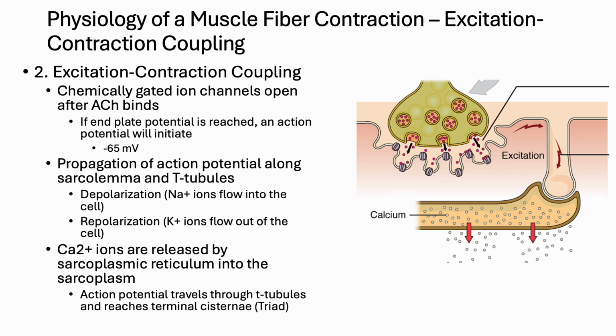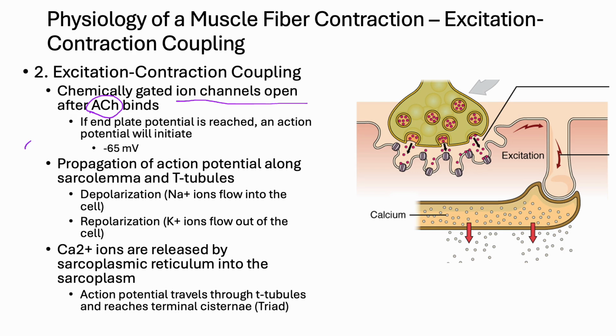Now, the second stage of a muscle contraction is called excitation-contraction coupling. Essentially, how does the excitation of the muscle cell actually cause contraction? And contraction is the shortening of the actual sarcomere. So how does this work? Once acetylcholine binds to those receptors, it's going to open ion channels. These are chemically gated, and the chemical that gates them is acetylcholine. Remember, the default is that they're closed, but when acetylcholine binds, it opens those channels.